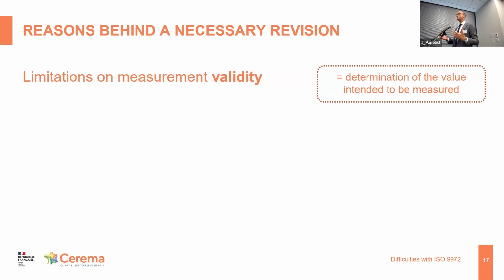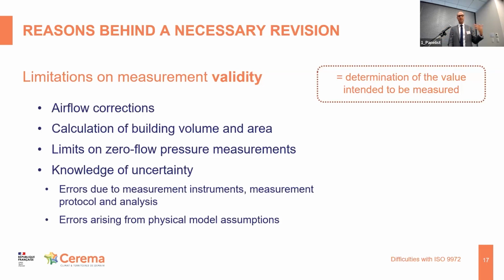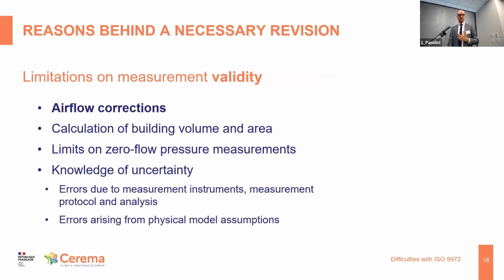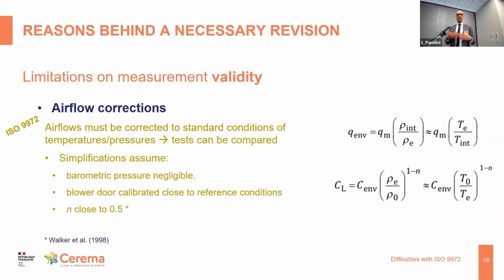Yeah, and then there are limitations on the validity of the test. Validity means, do I really measure the value I intend to measure at the end? There are some things in the standard as well, like airflow corrections. The ISO, as all the other standards, requires to correct the measured airflow to standard conditions of temperature and pressure, so that different tests in different locations can be compared. However, the ISO standard allows a simplification of this correction, which assumes that the barometric pressure is negligible, the blower door is calibrated close to reference conditions, and the pressure exponent is close to 0.5.